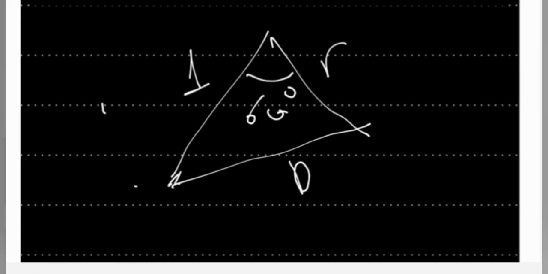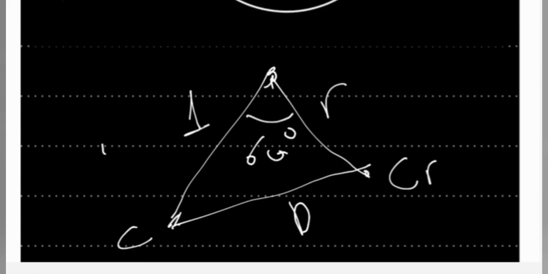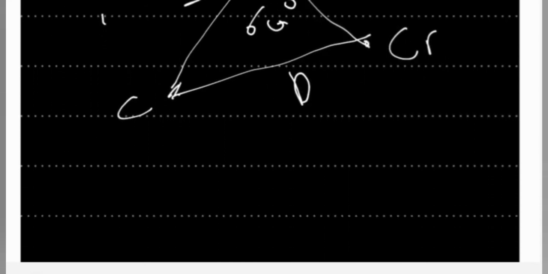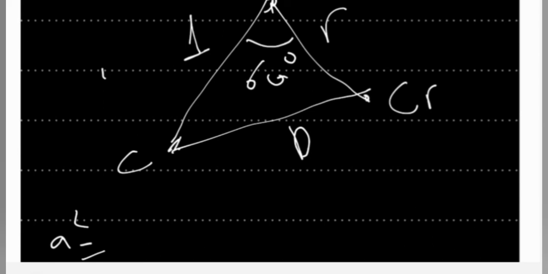This point over here is the center of the second circle. And we can call this point the point of intersection. We can call it a. Now, if you remember the cosine law, it tells you that a side squared is equal to the side that is opposite to the angle.